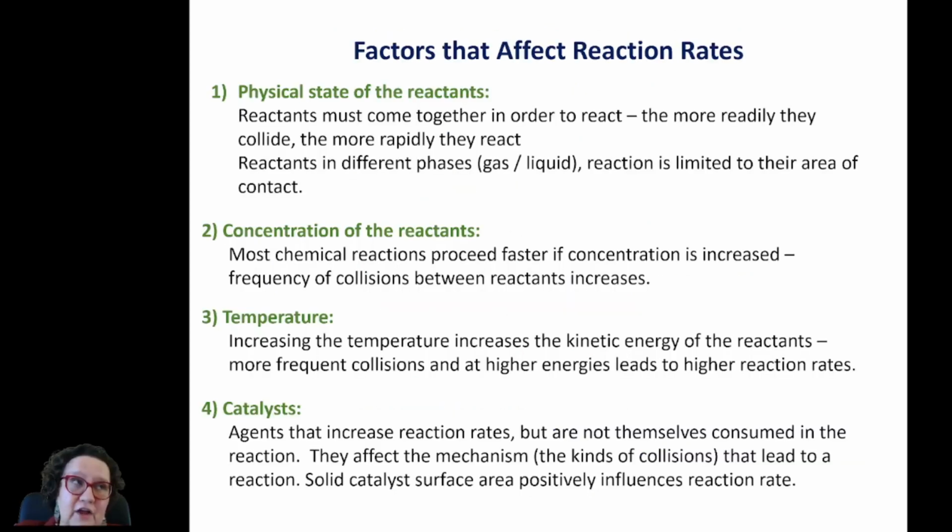What affects how fast our reaction goes? Well, the first point is the physical state of the reactants. For reactants to give you products, they need to come in contact with each other. They need to collide, they need to touch each other, bonds need to be broken and other bonds made. So the more they collide, the more rapidly they will react. So when you have reactants in solid, liquid, or gas form, they will react at different speeds.